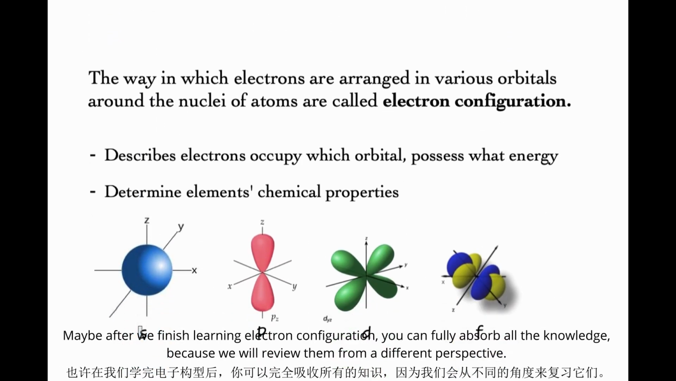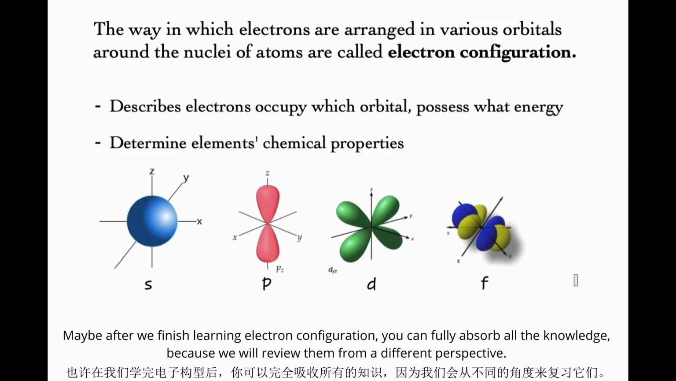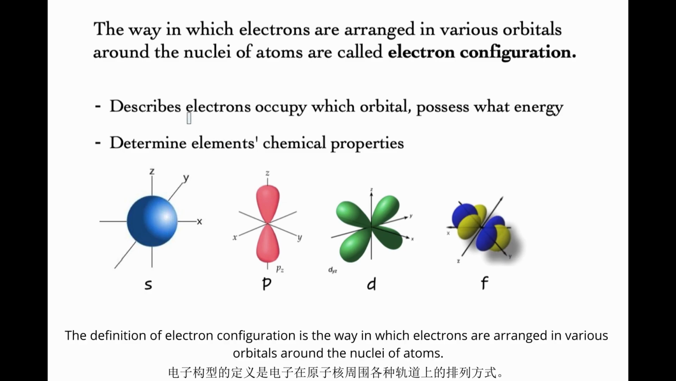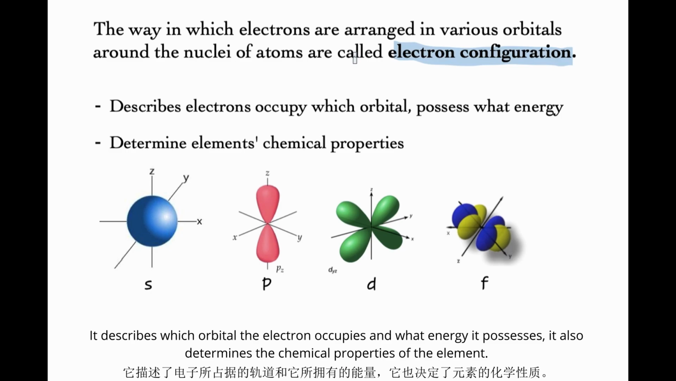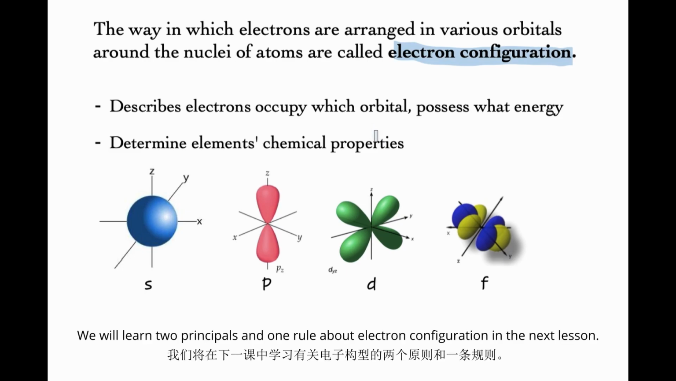Maybe after we finish learning electron configuration, you can fully absorb all the knowledge, because we'll reveal them from a different perspective. The definition of electron configuration is the way in which electrons are arranged in the various orbitals around the nuclei of atoms. It describes which orbital the electron occupies and what energy it possesses. It also determines the chemical properties of the element. We'll learn 2 principles and 1 rule about electron configuration in the next lesson.